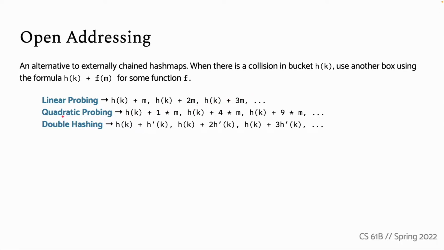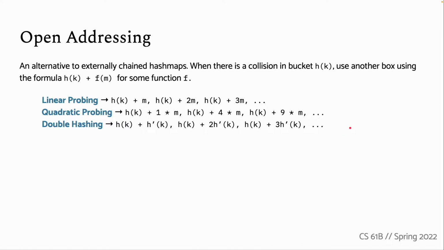Similarly, there's things called quadratic probing and double hashing, which really follow the same exact process. In quadratic probing, you just multiply instead of adding, it's a quadratic formula of m, and in double hashing, you just have 2 hash code functions for each object, and then you just use that to figure out the next box.